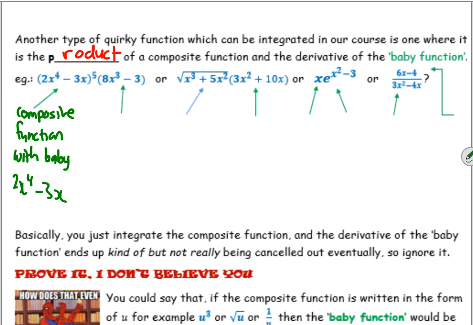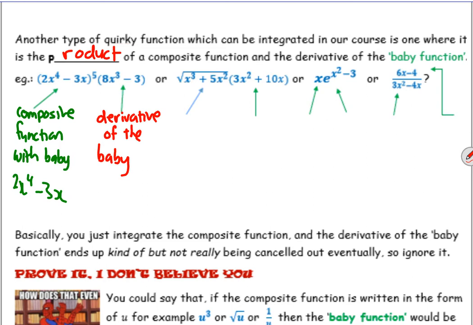Just pointing out that here we've got a composite function, and what we've got going on over here is a derivative of the baby. So the baby is 2x to the 4 minus 3x. Yep, that's the baby inside the bracket, and this here happens to be the derivative of the baby. So it's a particular kind of function, where there's a special technique that we're about to learn. We haven't learned yet how to integrate these kinds of functions.